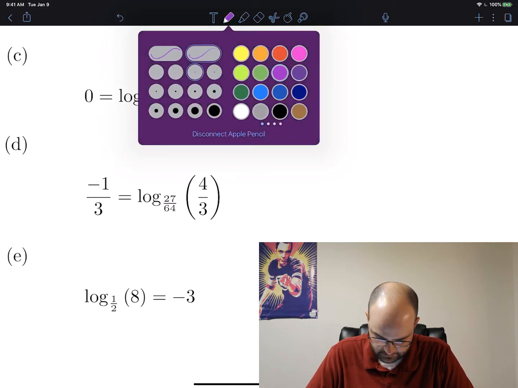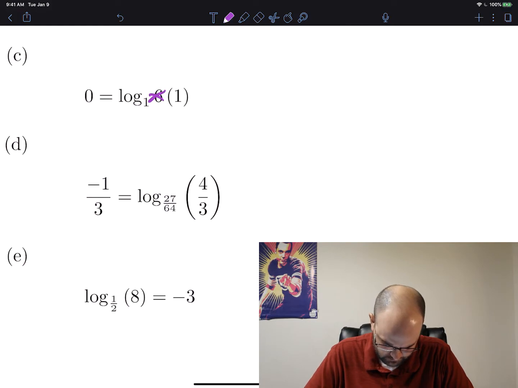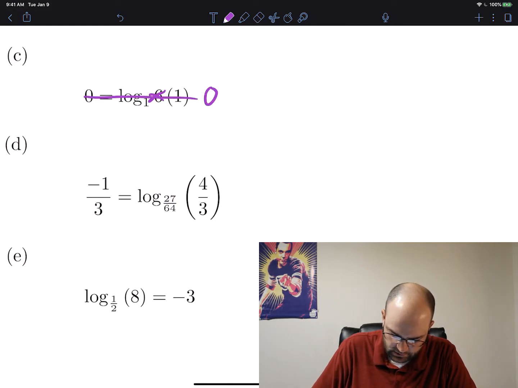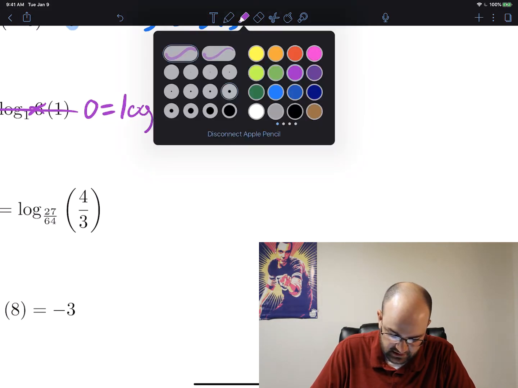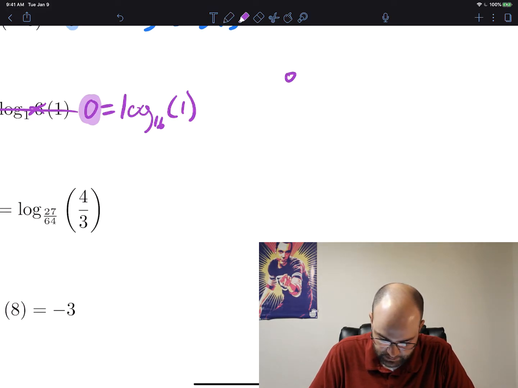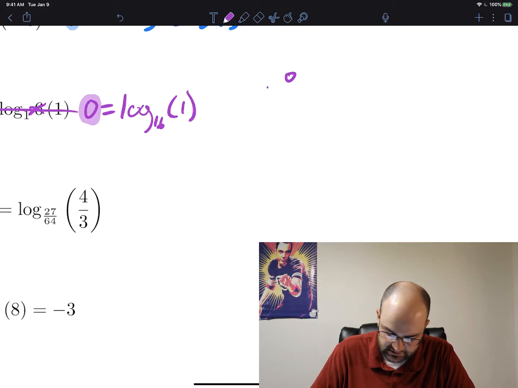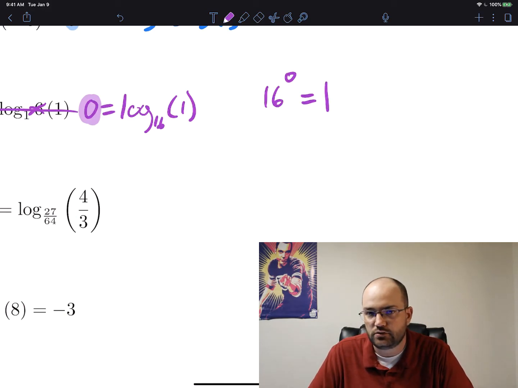For the next one, 0 is equal to, okay, let me just rewrite that entire thing. 0 is equal to log base 16 of 1. So 0 equals log base 16 of 1 will convert as, well, first of all, the exponent here is 0. So anything to the 0 power. The base is always the base of the logarithm, which is 16. And it's equal to the argument, which is 1. So 16 to the 0 power equals 1.